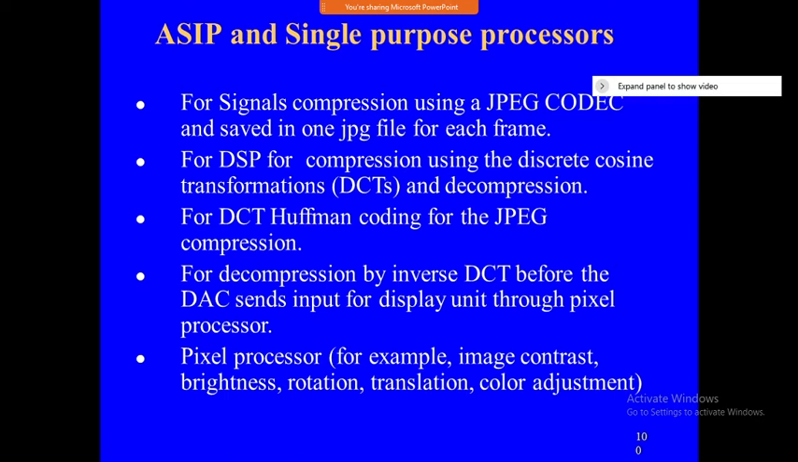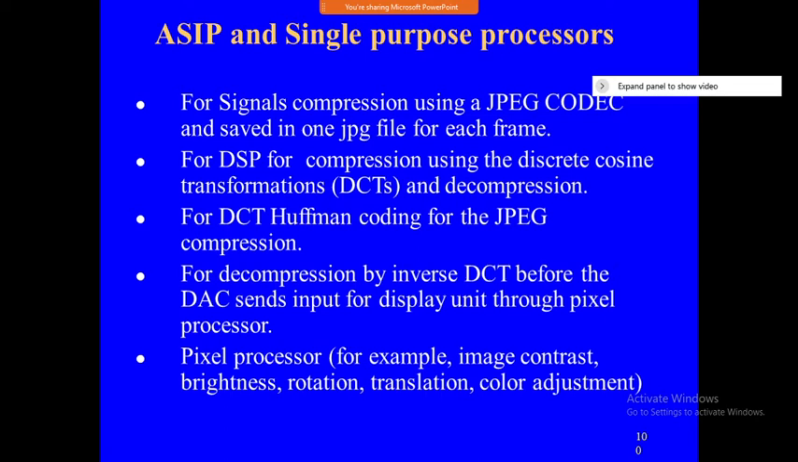Next, DCT and Huffman coding are used for the JPEG compression. For decompression, inverse DCT is used before the DAC sends the input to the display unit through the pixel processor. Before sending the data, it converts it using the inverse DCT and sends it through the converter to the pixel processor. Once again, the picture image will be shown on the screen.